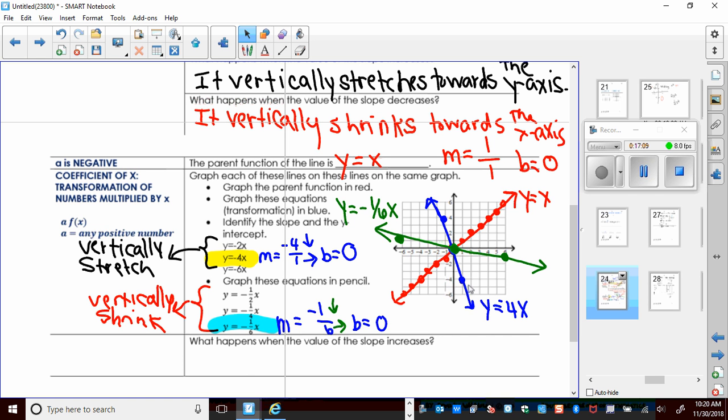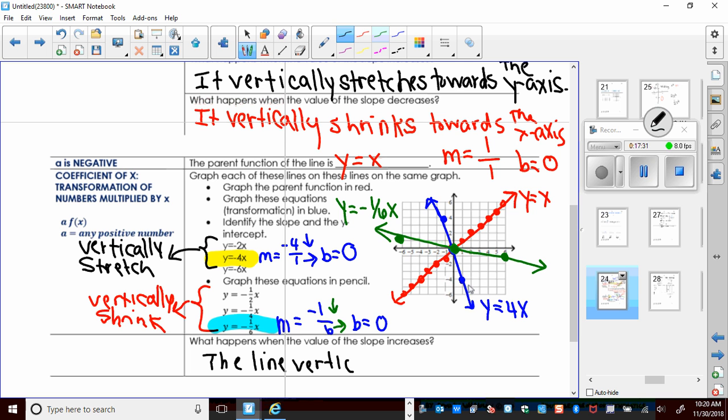So this is what happens when the value of the slope increases. What happens when it's bigger than 1, even if it's negative? It virtually stretches towards the y-axis. Same answer. Like I said, if you can do this, you're going to do good. The line vertically stretches more and more as that number gets bigger.